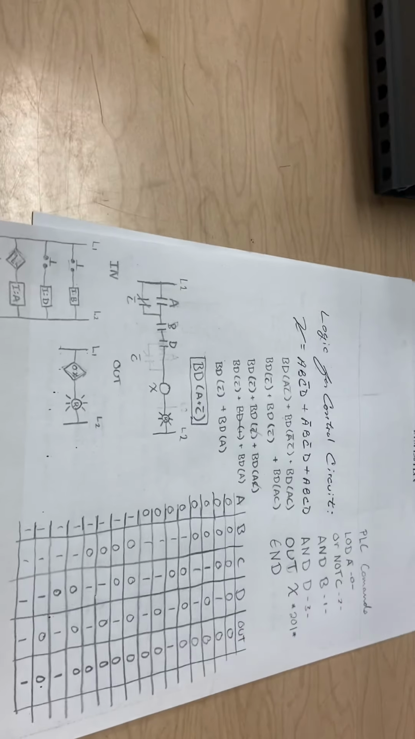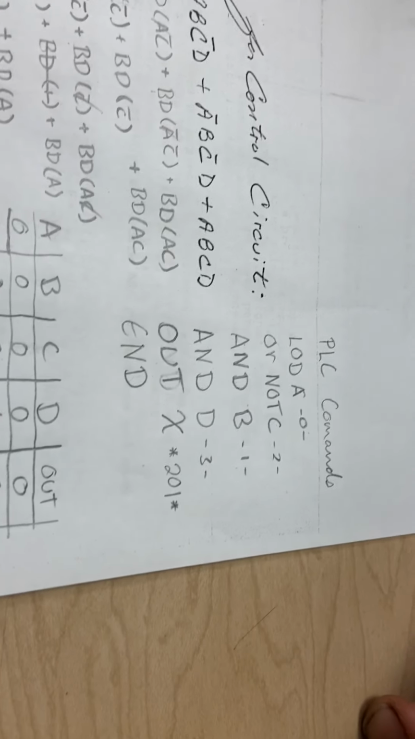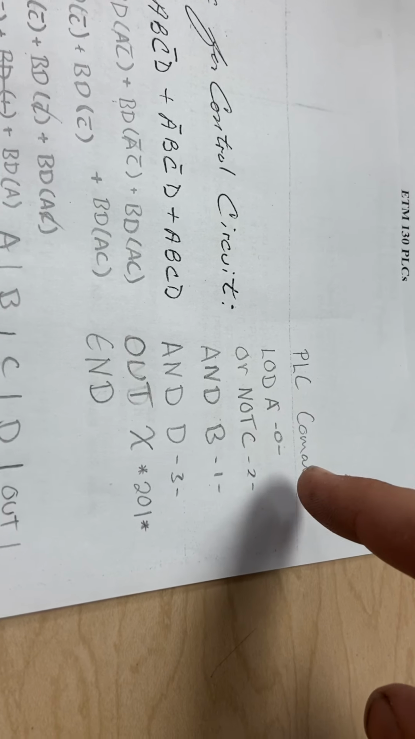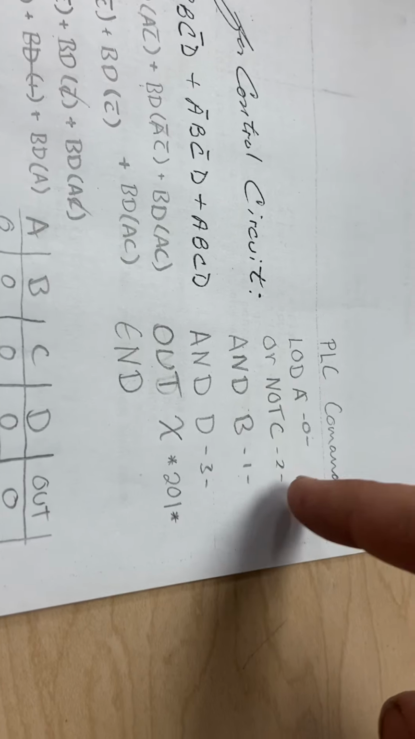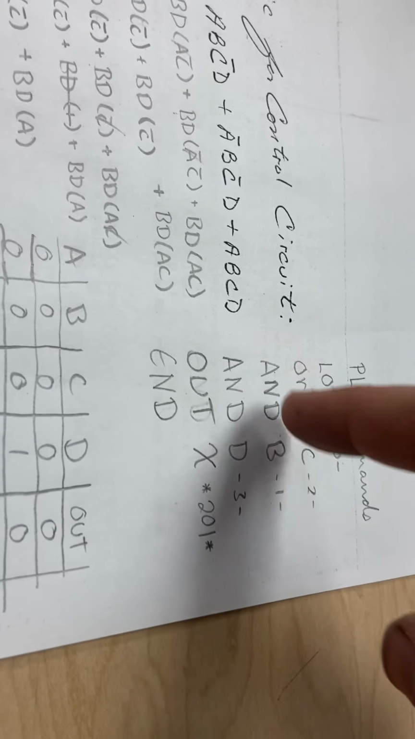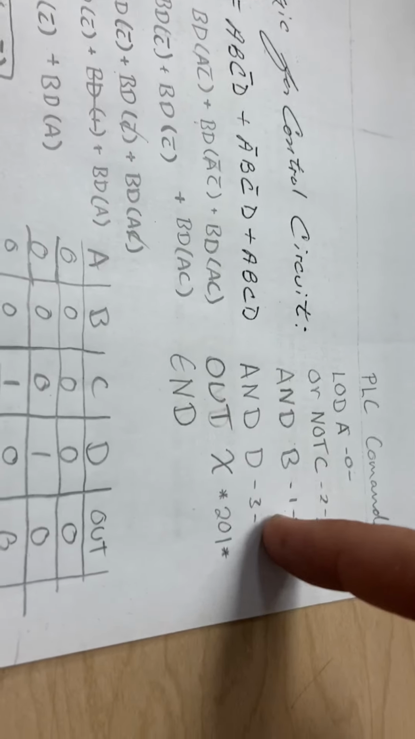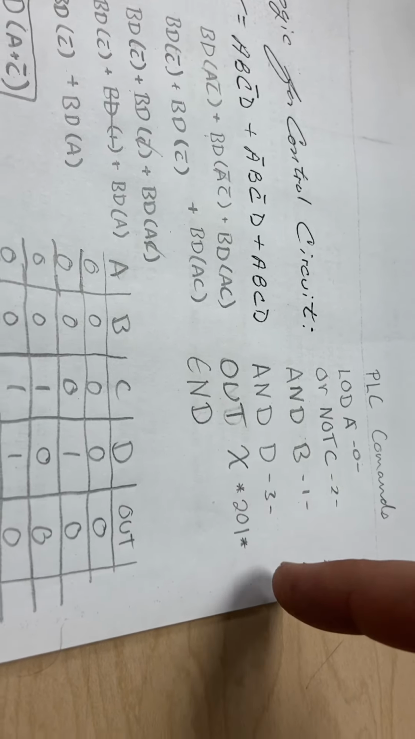So our commands go as follows for PLC loading into the Micro 1 programming loader. It is load A, which we're using for number 0, or not C, our input 2, and B, which is our input 1, and D, which is our input 3, output X, which is the 201 circuit, and then you have to add the N function.